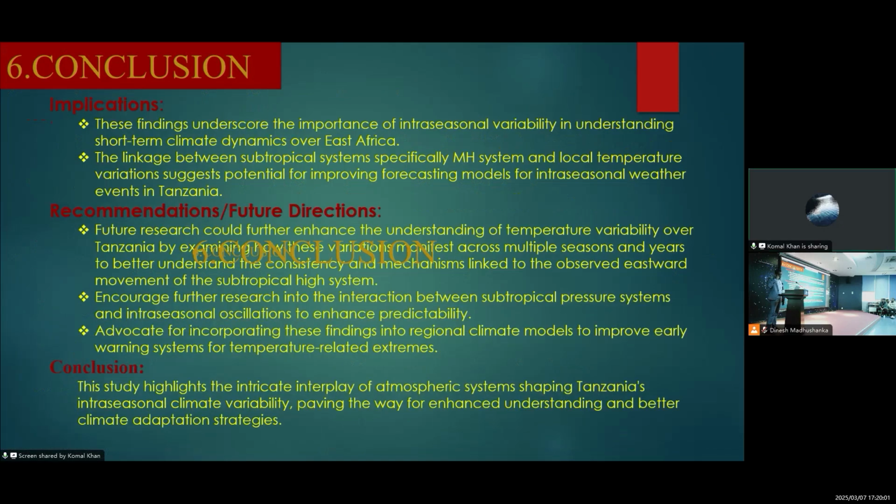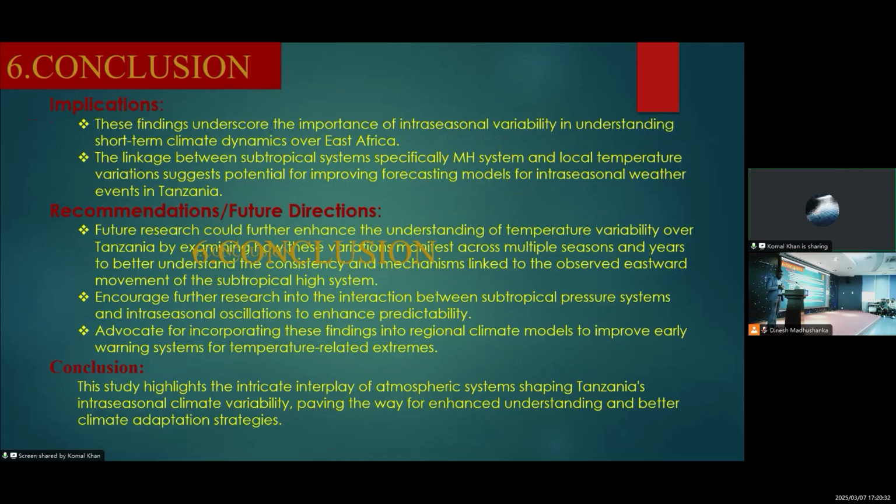Implication. This finding underscores the importance of intraseasonal variability in understanding short-term climate dynamics over East Africa. The linkage between the subtropical system, specifically Mascarenhas, and the local temperature variation suggests potential for improving forecasting models for intraseasonal weather events in Tanzania. Recommendations and future directions.